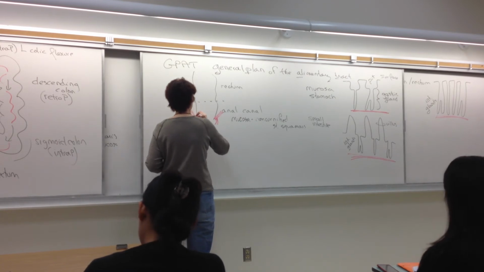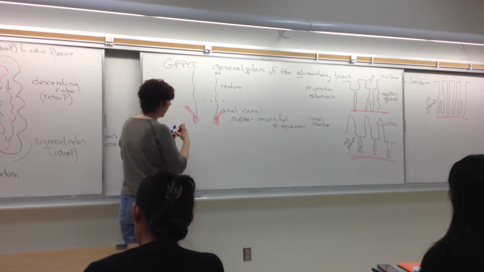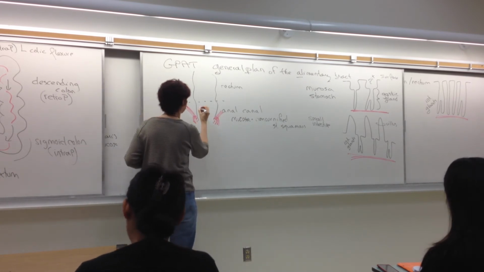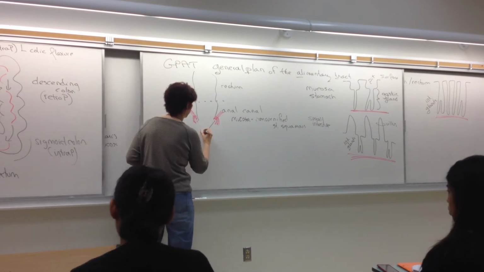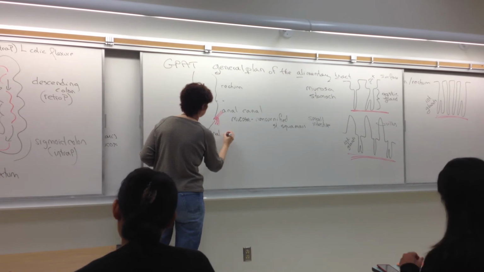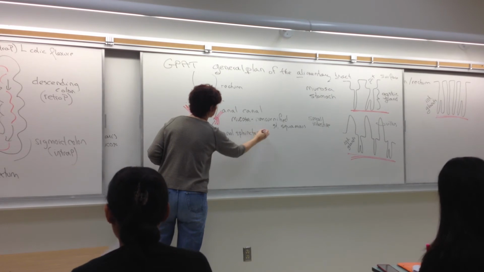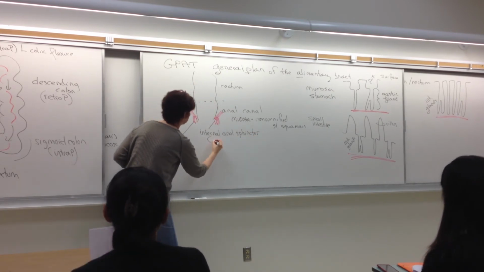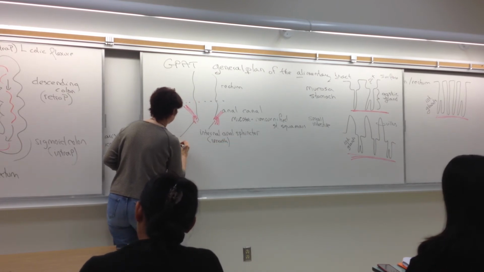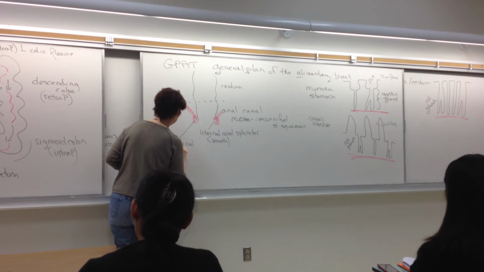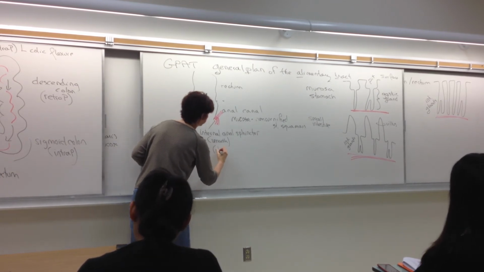So the inner portion of the muscle around the end of the anus, and the anus is the opening of the anal canal. So this is smooth muscle, and it forms the internal anal sphincter. And this is skeletal muscle, and it forms the external anal sphincter.